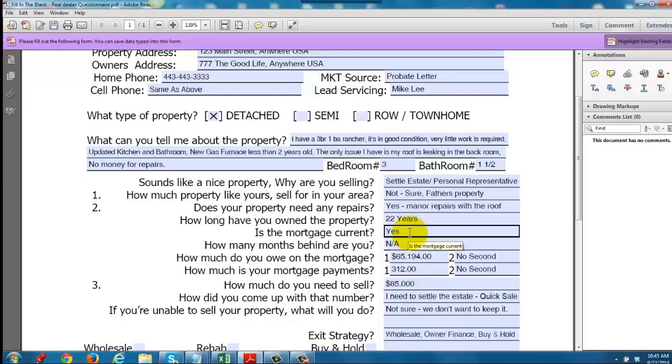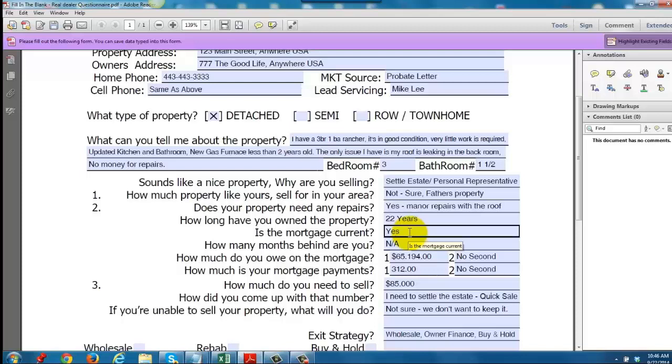As a matter of fact, there's a lot of psychology behind all the questions, and I want you to keep that in mind. But the question of how much your mortgage payment is, is very important when it comes to exit strategies. And here's the big one. How much do you need to sell for? Now, of course, the reason I'm asking this question is because I want to get an indication of the realism that the seller is in.